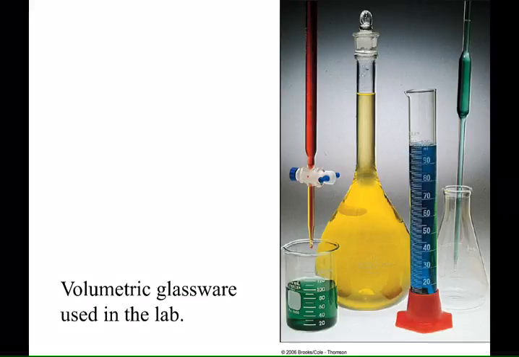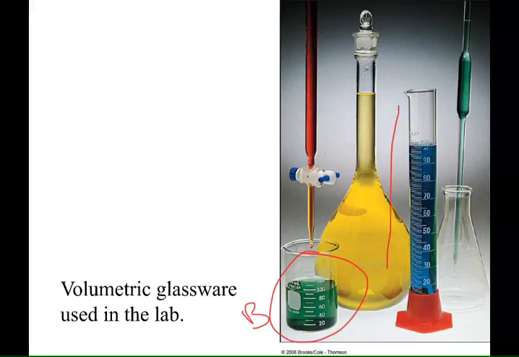Here we have some different glassware. This you probably recognized. I'll put B for beaker. We're probably pretty good with that. You have a couple of these in your drawer. This is kind of nice. Notice that the marks are a little bit closer together. I'll put C for cylinder, because that's what that is.